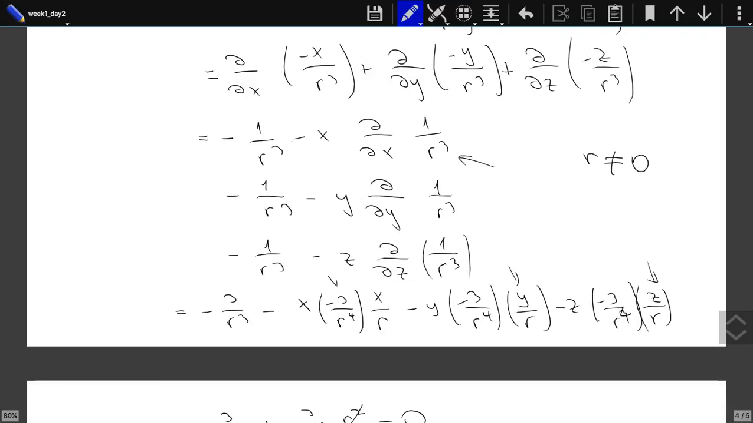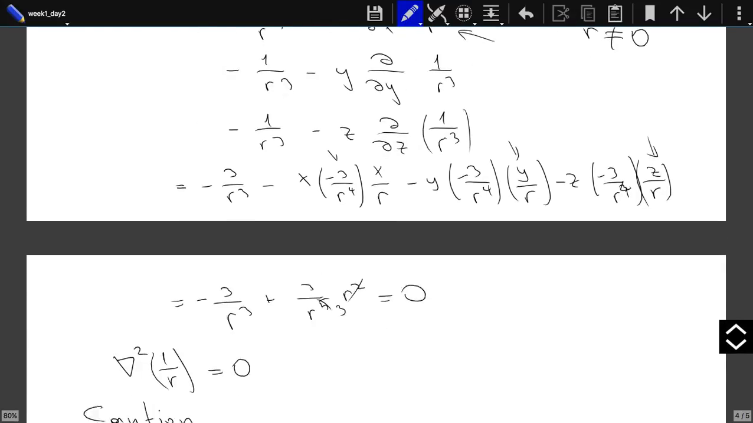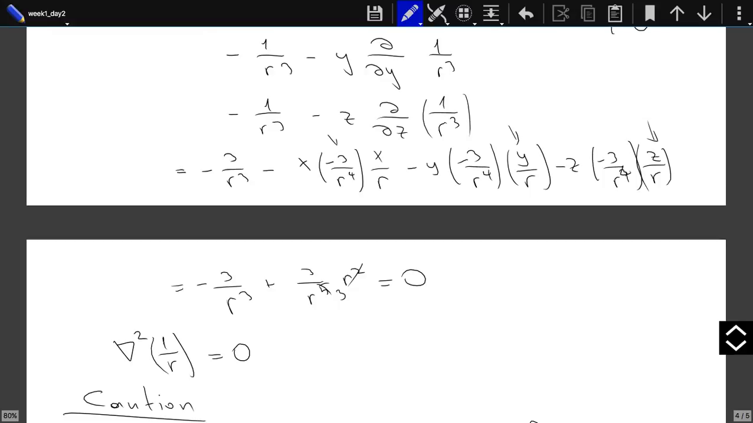All this manipulation is correct, but it is only valid if R is non-zero. So in all these manipulations, we made the assumption that R is non-zero. What we had actually found is that the Laplacian of 1 over R is 0 at any point that is not equal to 0. We don't know its value at R equal to 0, but we know that if R is non-zero, it is definitely 0.